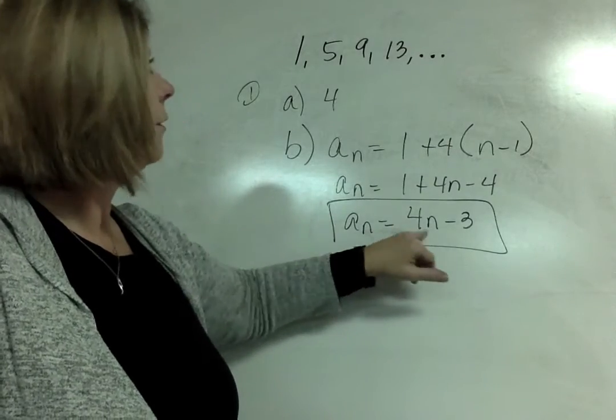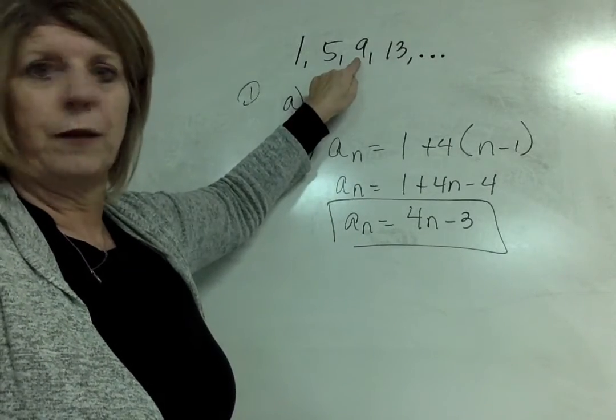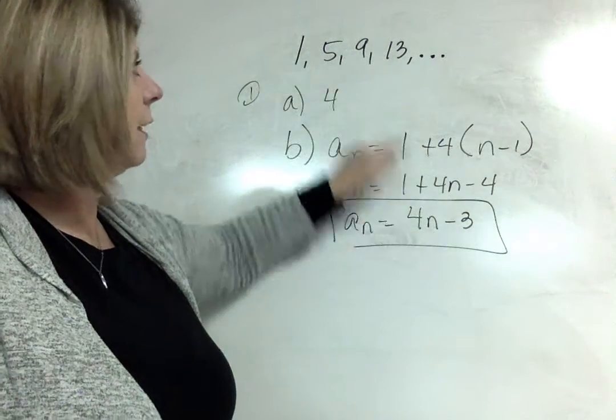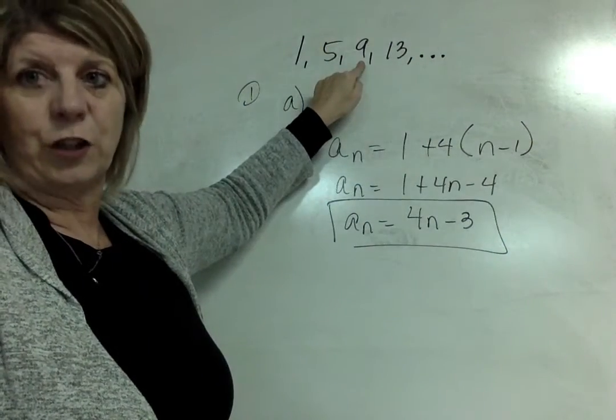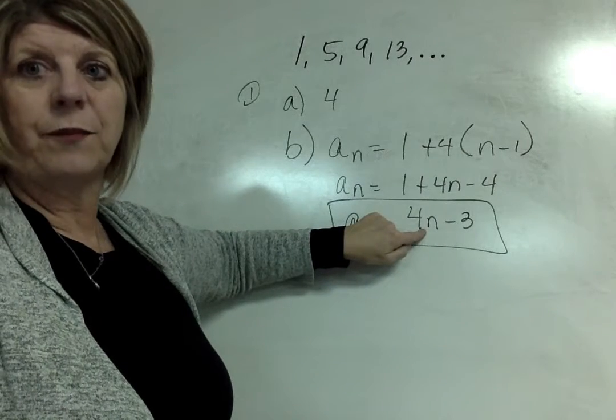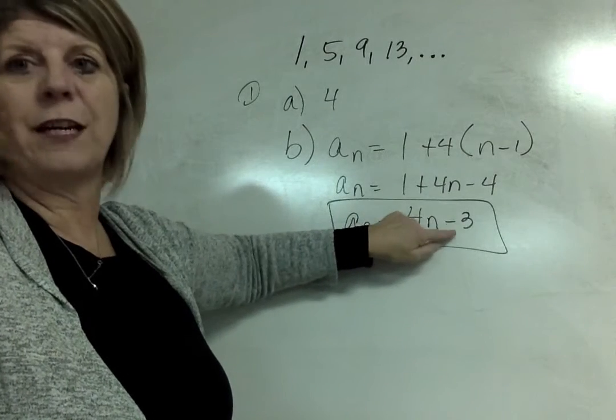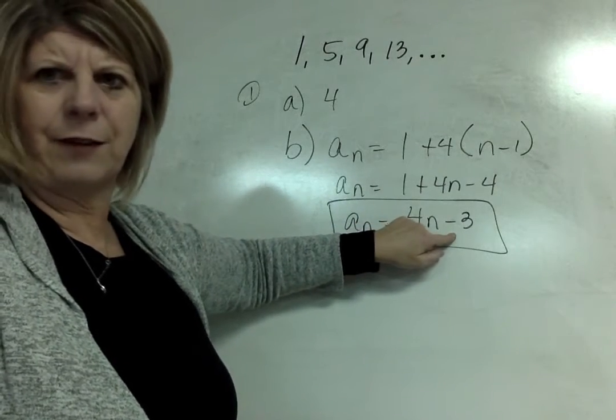If we want to do the third term, 4 times 3 is 12, minus 3 is 9. The 100th term, 4 times 100 is 400, minus 3, 397.